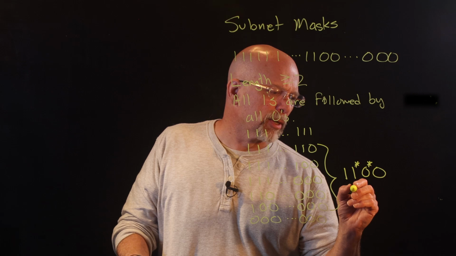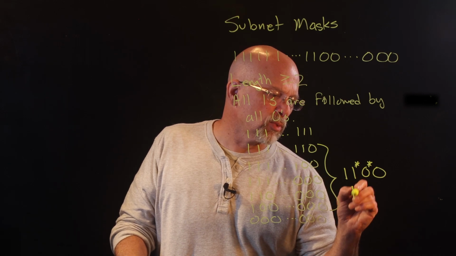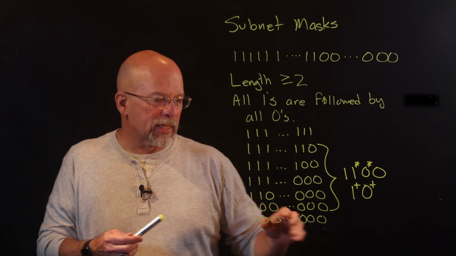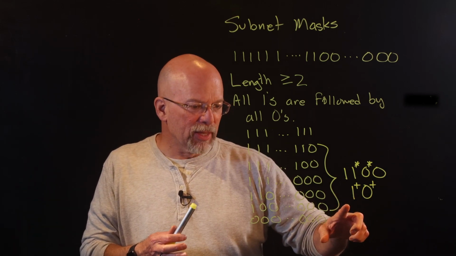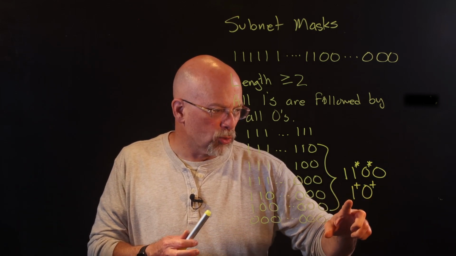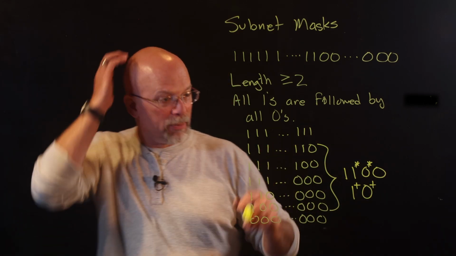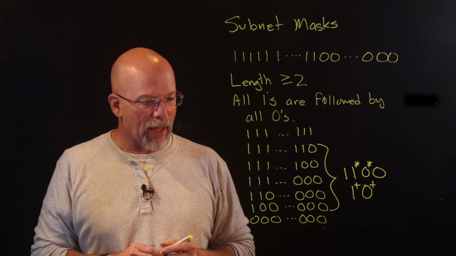Now, if you remember our nomenclature, you also realize that this is really just 1 dagger, 0 dagger, which represents the idea of at least one 1 followed by at least one 0. All right. There you go. That's the middle bit. Now, how do you do the top and the bottom?